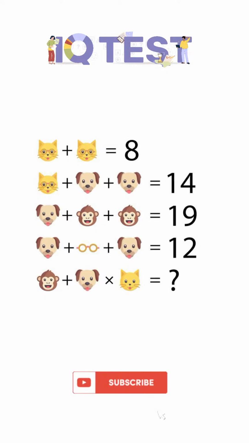So this question is very interesting. We have the cat wearing glasses. So we have the cat with the glasses plus another cat with the glasses is going to give us 8. Let's pay key attention to that. Now in the second one, the cat with the glasses plus the dog plus another dog is equal to 14. Then the dog plus monkey is 19. Then the dog plus the glasses plus another dog is 12. So we have the monkey plus the dog multiplied by the cat, and that is giving us question mark.